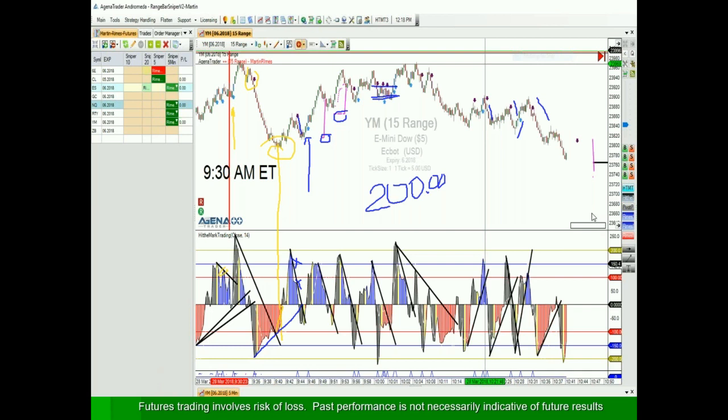Listen, it's the retail trader that mucks it all up, okay? All the big guys who control this market, all these guys are using extremely simple systems, I firmly believe.